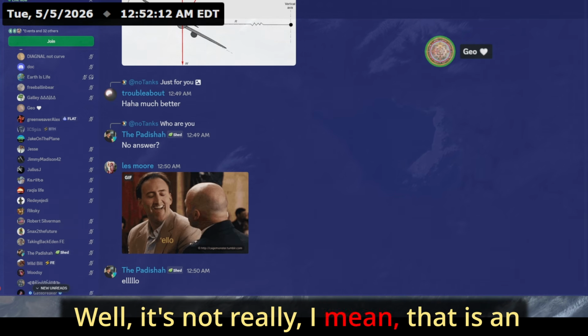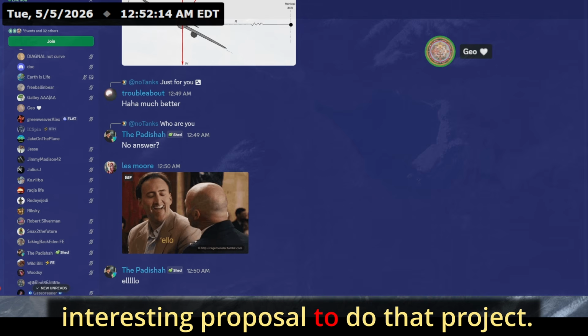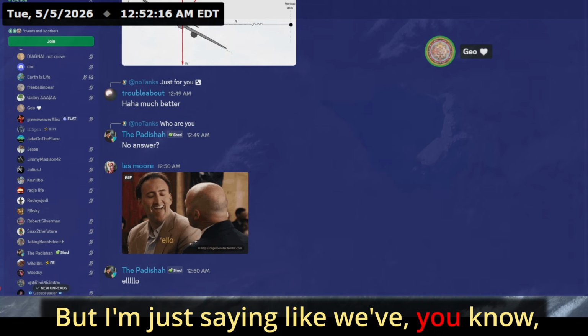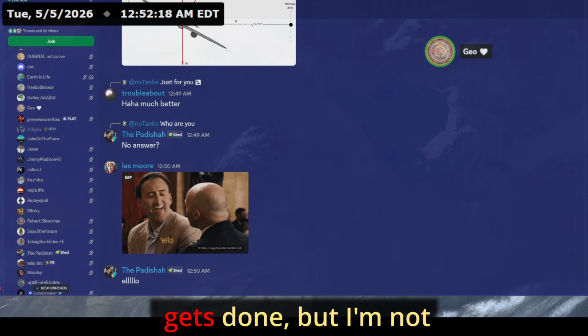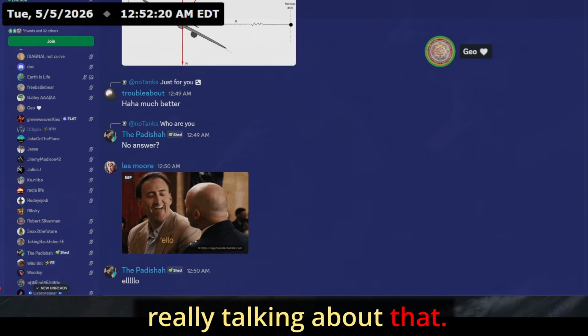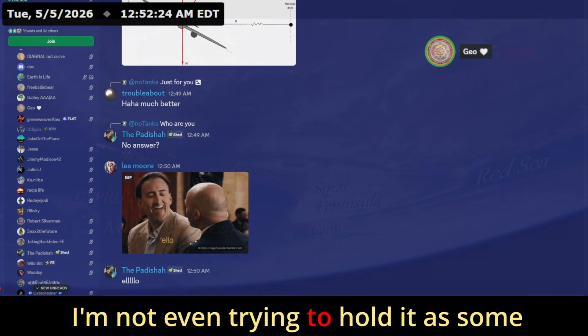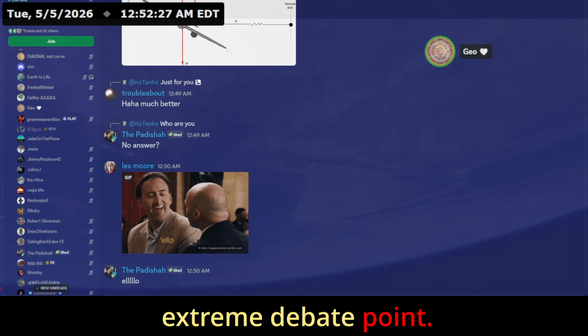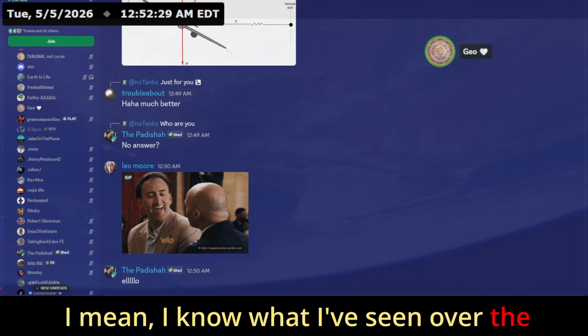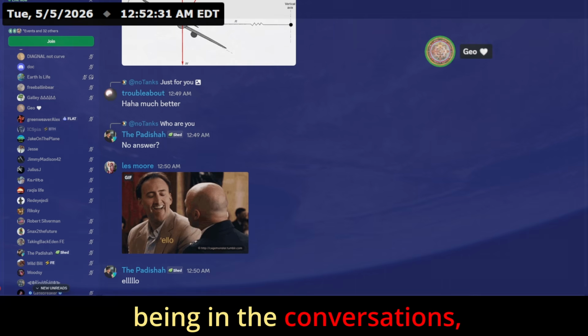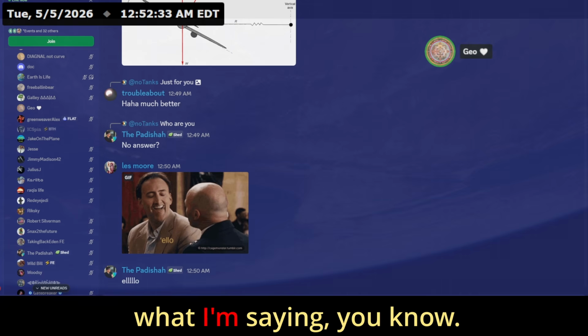Well, that is an interesting proposal to do that project. But I'm just saying, it's been talked about, and when that eventually gets done. But I'm not really talking about that. I'm just referring to it in general. It's just a general question. I'm not even trying to hold it as some extreme debate point. I know what I've seen over the years, looking into this and being in the conversations, it is in contention, is what I'm saying.